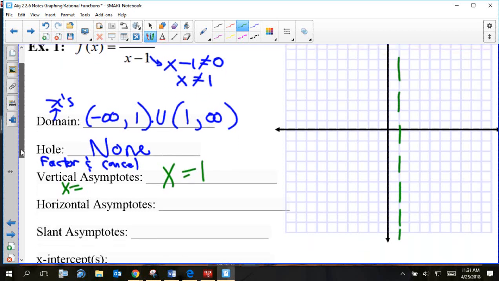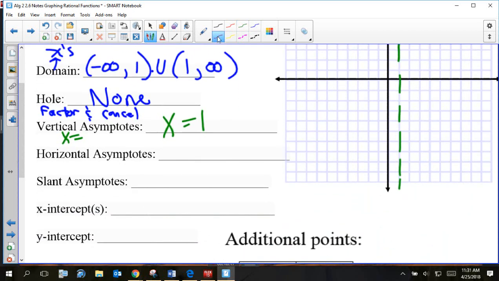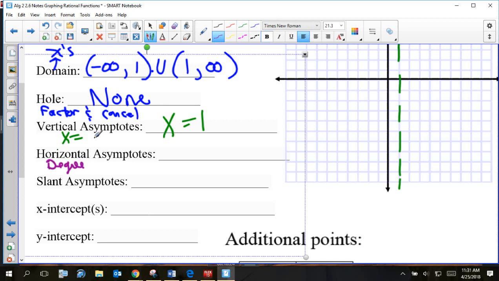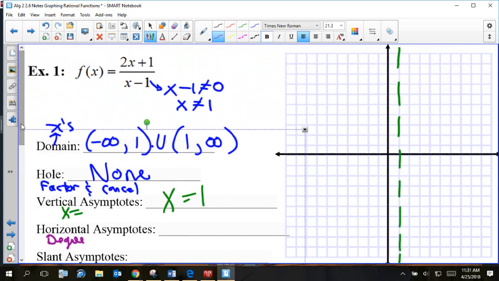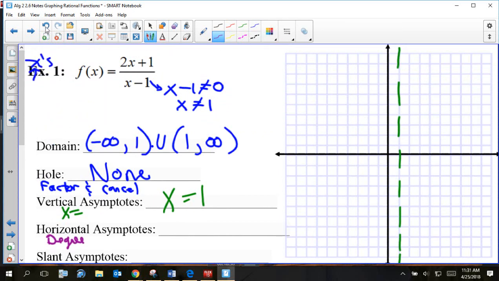Next, horizontal asymptotes. So the horizontal asymptotes have to do with the degree. So if you don't have that memorized yet, then you've got to use those A, B, C. We need to know the degree of the numerator and the degree of the denominator. So what's the degree on top? What's the degree on the bottom? They're the same. If they are the same, we put the leading coefficient of the top and the bottom. So we put 2 over 1.